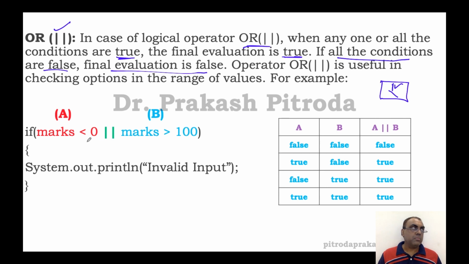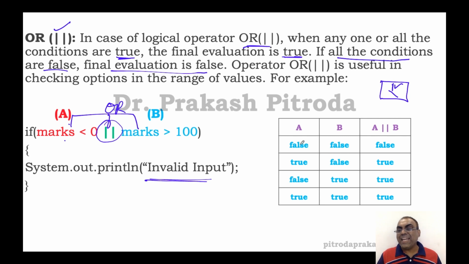Anybody can enter marks below 0 also, because when I say input marks, the entry can be any number. You cannot have control over the user. So if a user has put -5 marks, then it is less than 0. Or the user has by mistake entered 100 plus marks. So you can control your program by this. Either marks are below 0 or the marks are greater than 100, then we'll say it's a wrong input.